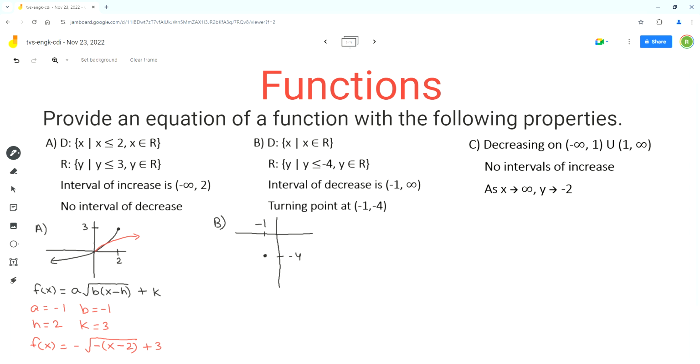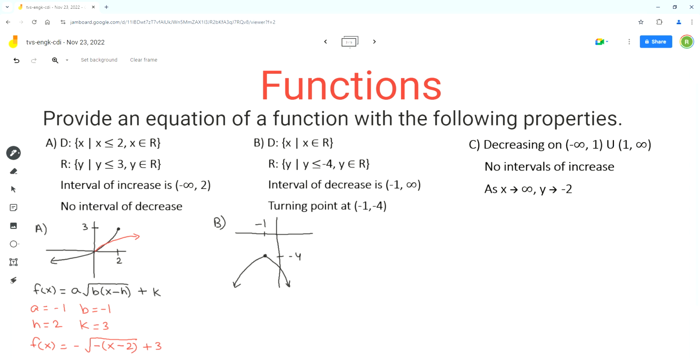Since this function has a turning point, one possible function that satisfies these properties is a quadratic function. The graph of a quadratic function is a parabola and it has a turning point. So we can sketch the graph like this. So the graph is going down from -1 towards positive infinity. Since there is a turning point at (-1, -4), that means the graph should be increasing from negative infinity to -1. So this can be the sketch of the function.